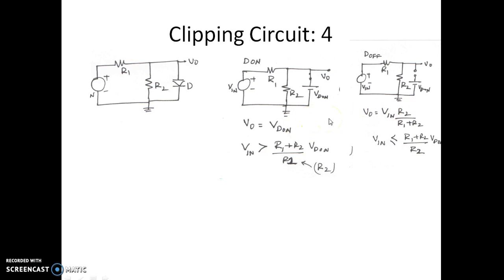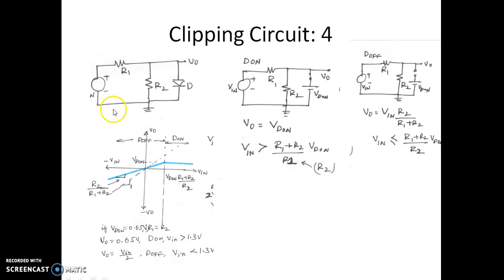So let us see how the transfer characteristics of this clipping circuit look like. Now this is how the transfer characteristics look like. We have a dotted line corresponding to the input on x and y axis, which is the reference. As we can see, we have marked a reference voltage on the input corresponding to when the diode is going to turn on or turn off. That is given by VD on into (R1 plus R2) by R2, which is exactly this. If the input voltage is more than this, the diode is on. When the input voltage is less than this, the diode is off.